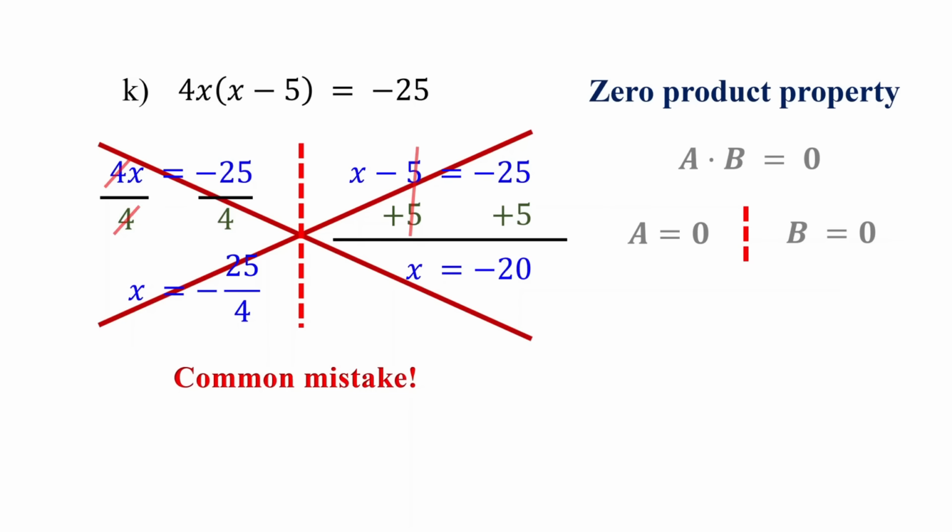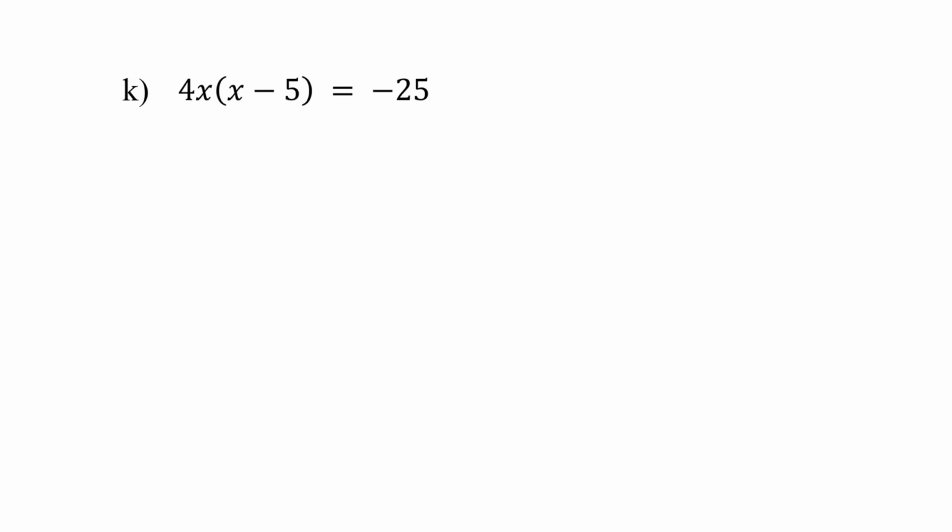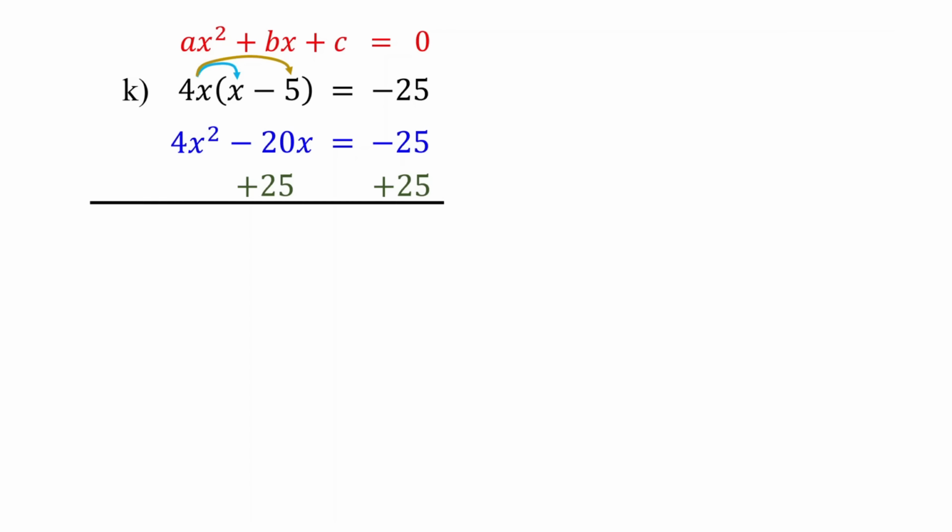So, what should we do first to solve this equation? Because this quadratic equation is in non-standard form, the first step is to rewrite it in standard form. To do this, start by distributing 4x. 4x times x is 4x squared. 4x times negative 5 is negative 20x. Then, add 25 to both sides of the equation. Now, you have a quadratic equation in standard form, and your next step is to factor it.